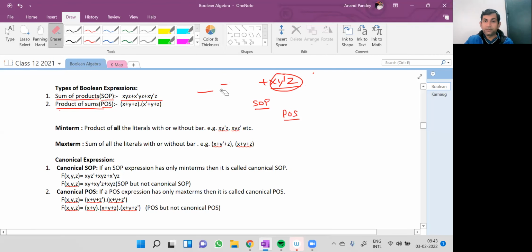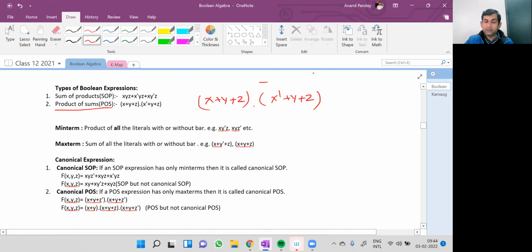So I hope you can recognize the SOP expression. Like that, POS. Here (X + Y + Z). Here X, Y, Z are propositions, please remember this. (X' + Y + Z). So this is what? Product of sums. Such expressions are called POS expressions. Only these two types of Boolean expressions are there. You have to keep this in mind.